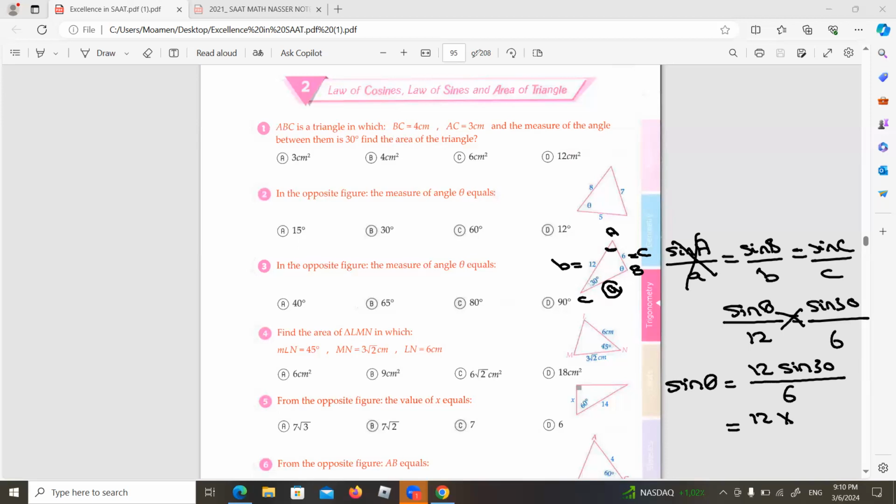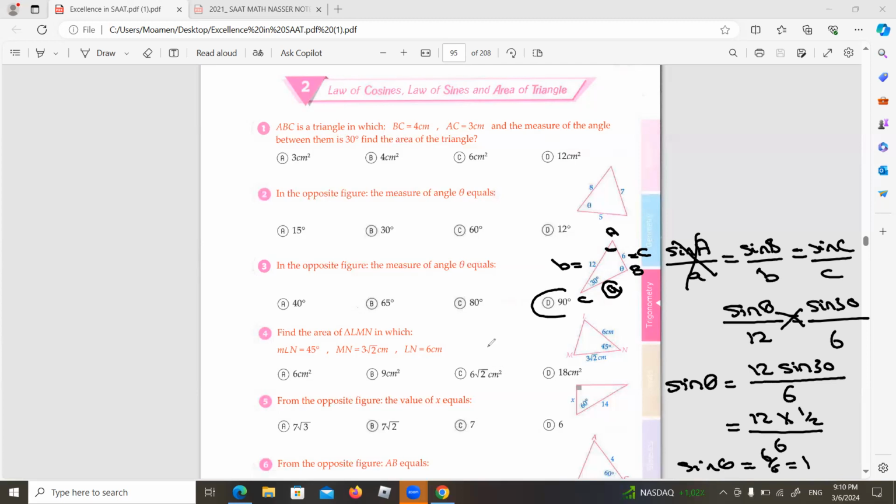Excellent. Some of my dear students get the answer. It's equal to half, over 6. It means half of 12 is 6. 6 over 6 is equal to 1. Sine the angle equals 1. Which angle has sine 1? It's 90. So the result is 90.